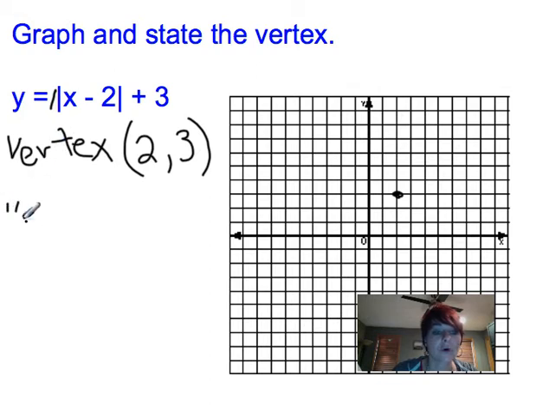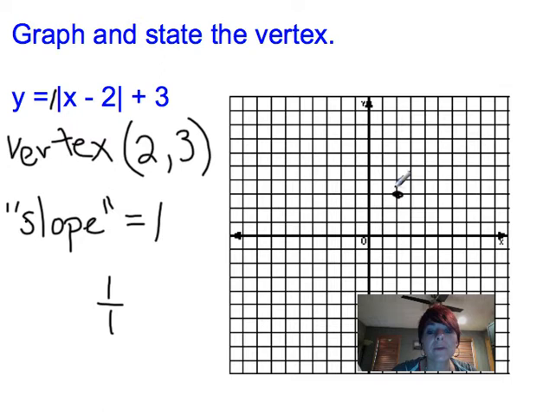So my slope, notice again I put it in quotation marks because it's not officially the slope, but the slope is 1 of this V graph. Okay, and since it's a positive 1, that means the V is going up, so this vertex is the lowermost point. Now think about slope. 1 is also known as 1 over 1. So from this point, I'm going to go up 1, right 1, because both of those ones are positive, so it's going to be up and to the right, and I'll do that a couple times. You can do that as many times as you want to.